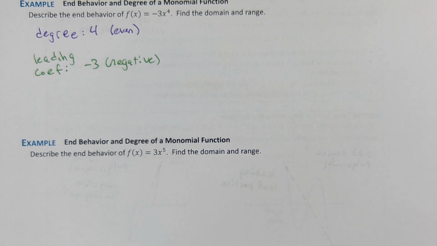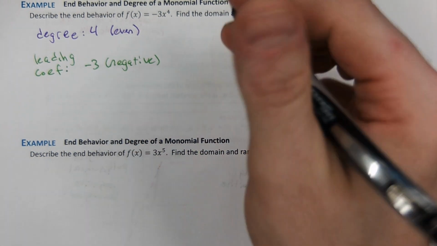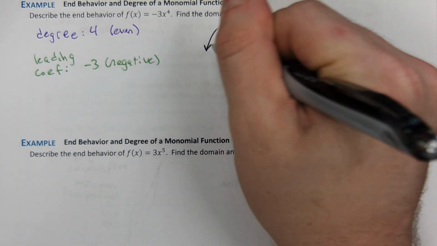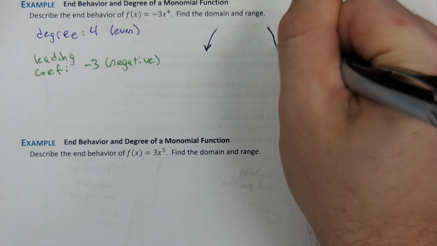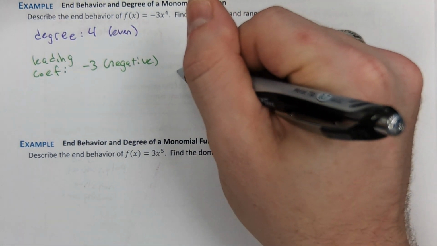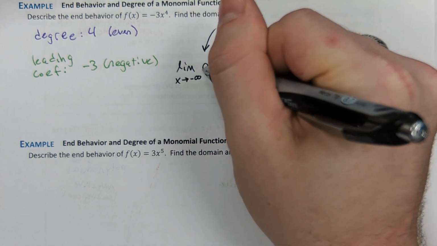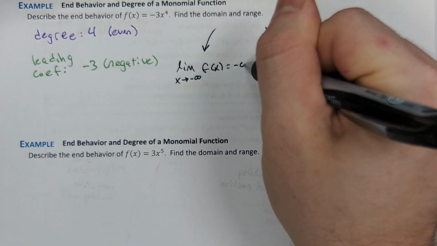And because the leading coefficient is negative, is it both up or both down? Both down, because it's negative. Remember, negative people frown. So we have two endings that point down. Don't worry about what's going on in between them. You know this is what the left and the right of the function looks like. Limit notation: the limit as x approaches negative infinity of f of x equals negative infinity.